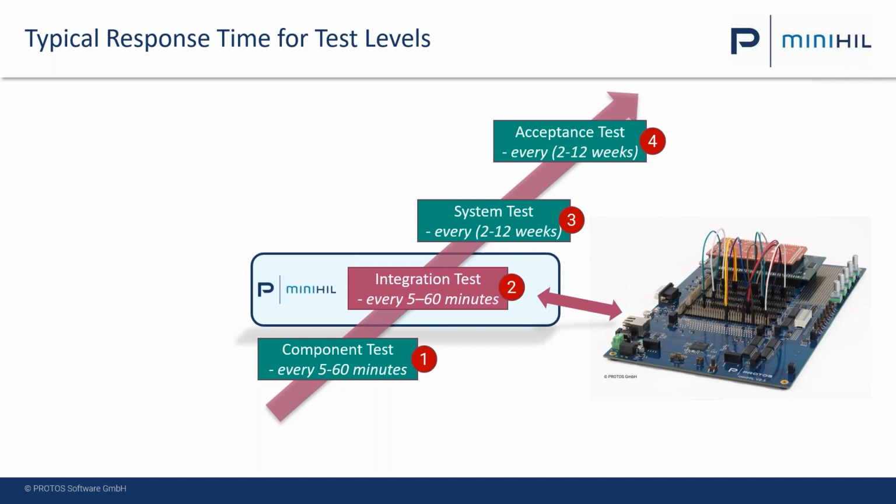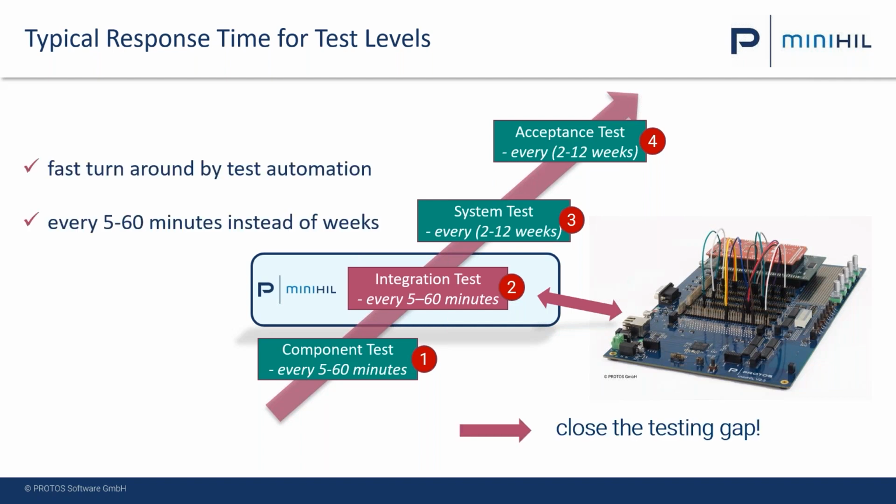So what we do now is bring the hardware software integration test, in the form of miniHIL, to the developer's desktop. And this test can run every 5 minutes if you want. So on every commit, on every code change, you can run this. It's as fast as a unit test, but it's already a hardware in the loop test. So you get a fast turnaround, and by having that with inexpensive hardware, we're really closing the testing gap here.